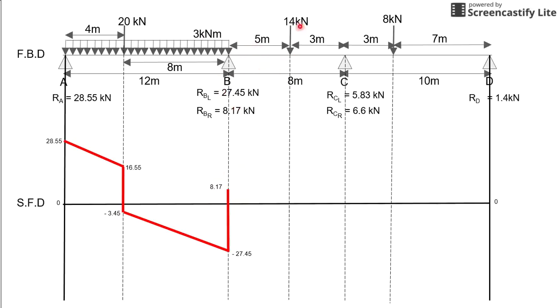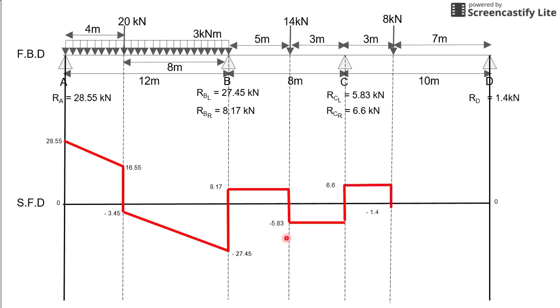So the next point falls at 14 kilonewton. However, between point B to this point here, there's no load or any loads acting on the beam itself. So it's just a horizontal line till the next point. So like I said just now, if there's a concentrated load, just draw a line vertically downwards to the next point of 5.83 kilonewton. So your next few SFD drawings will be similar to each other.